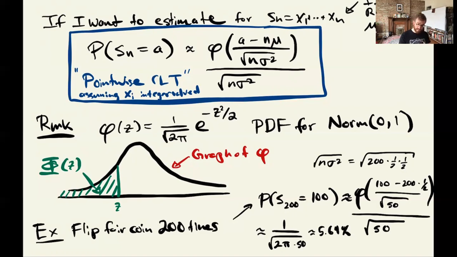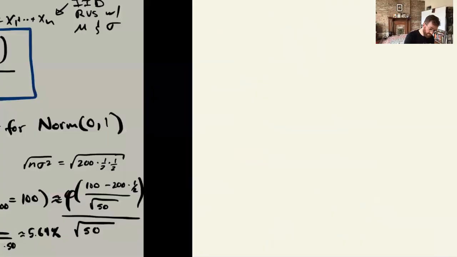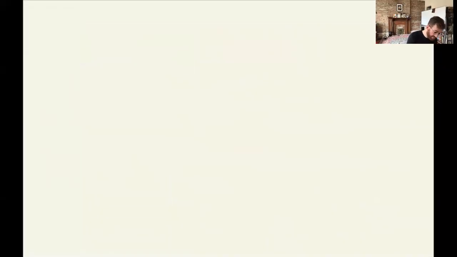This answer, I think, ends up being better than if you tried using the continuity correction, looking at minus a half and plus a half around 100. We'd end up doing capital phi of minus a half divided by the square root of 50, and then capital phi of plus a half divided by the square root of 50. But I leave that for you to check. Maybe we'll just do one more example.